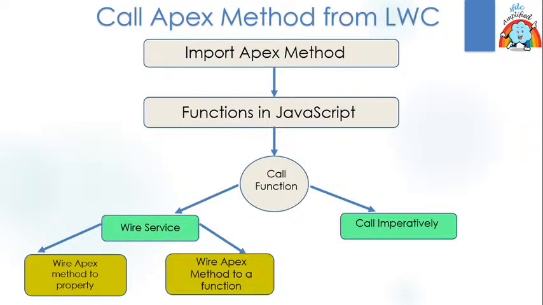And if we are talking about the wire service, so it is wire Apex method to property or wire Apex method to a function. If we are talking about the wire Apex method to a property, so basically then whatever data we want to display, we display as it is. If we want to do some kind of modification, then we use the function. And today we will be discussing about imperatively, and then what is the difference between wire service and imperative, and also about some interview questions on that, and we will be having some projects which we will be building so that we can understand it completely.